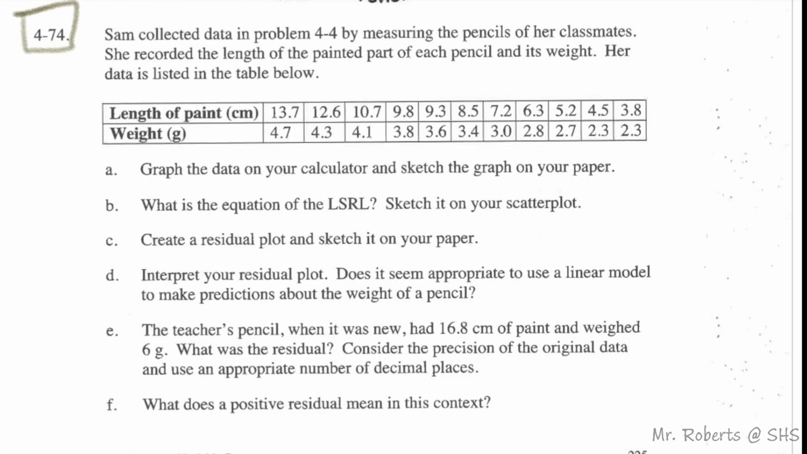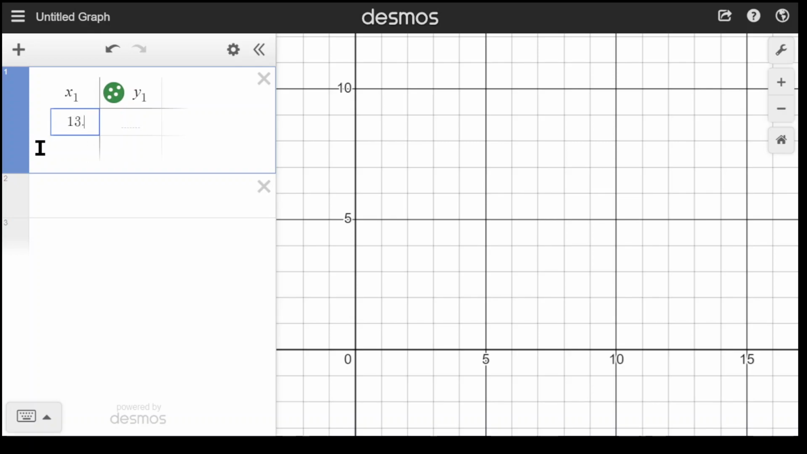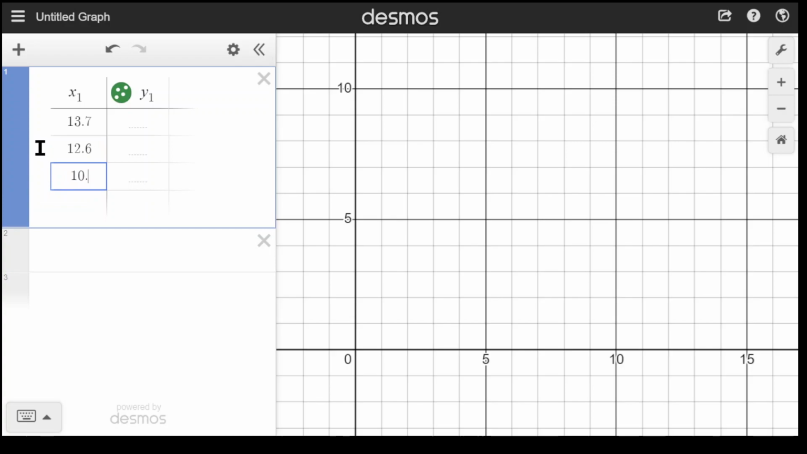It says graph the data on your calculator and sketch the graph on your paper. So our best friend, of course, for a situation like this is Desmos. I'm going to jump to Desmos and ask it to allow me to add a little table. From Desmos, I'm just going to hit plus, go to a table, and I've got the values here. Length of the paint is my independent variable, or x value. So I'm going to go 13.7, 12.6, 10.7.